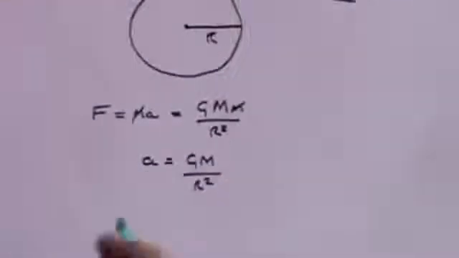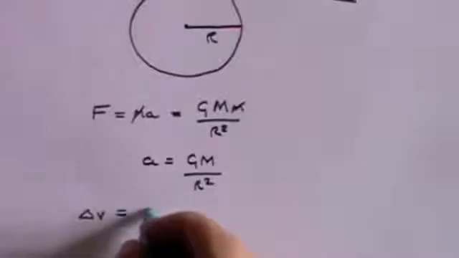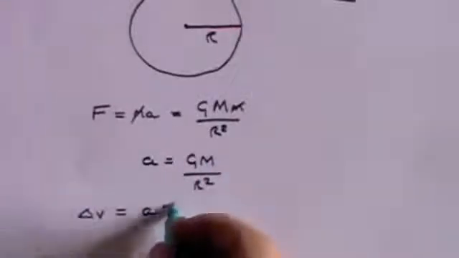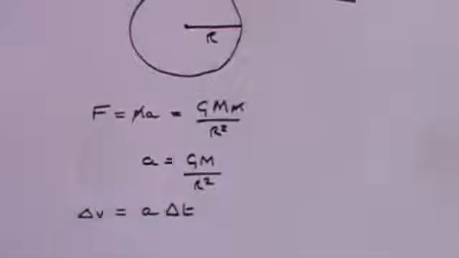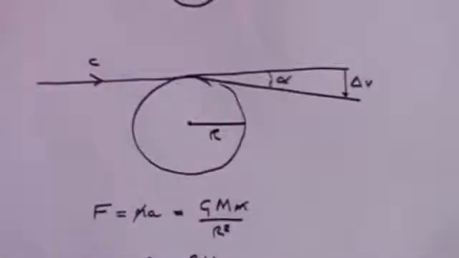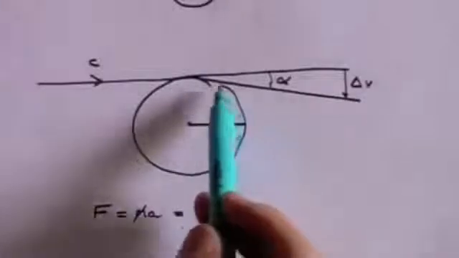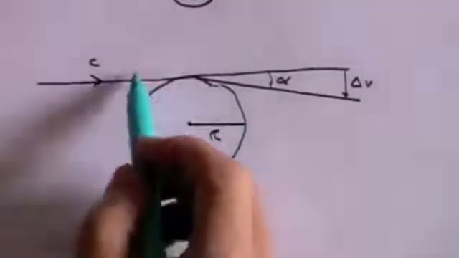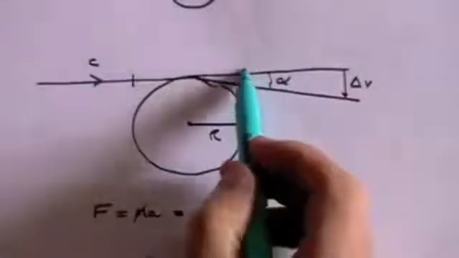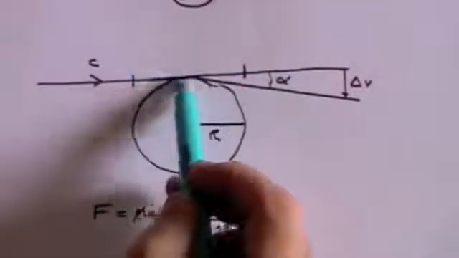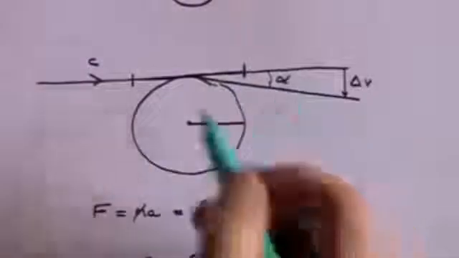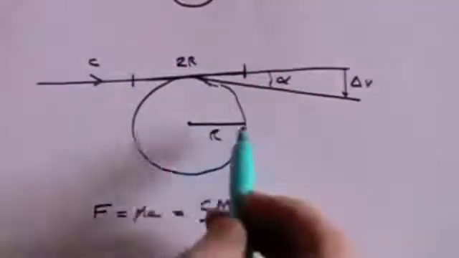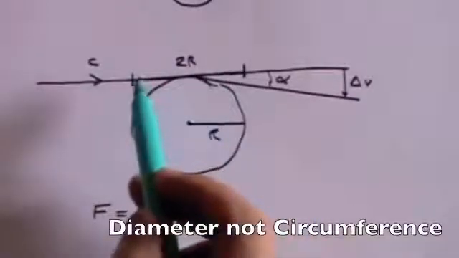Now a change in velocity is equal to the acceleration, which we just determined, times the change in time. What is the change in time? Well, for practical purposes, we're going to say that the gravitational impact of this massive object is at its maximum as the photon travels this distance here. And that distance, of course, is 2r. It's twice the radius.